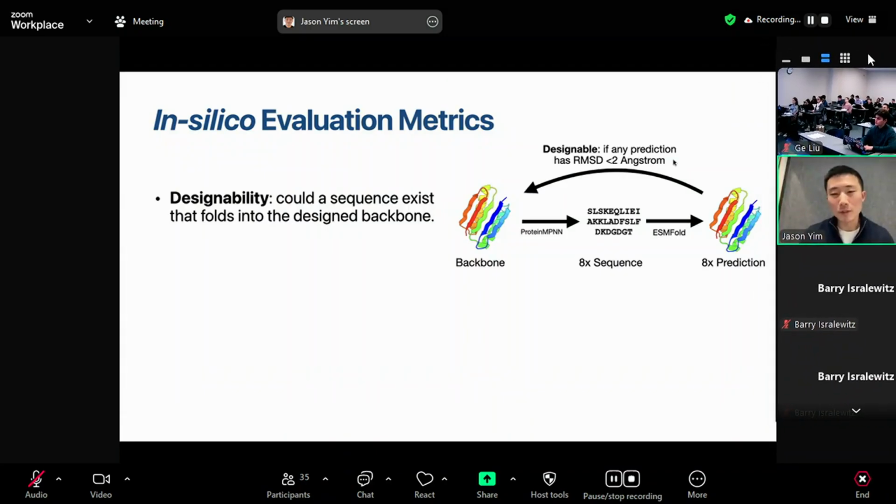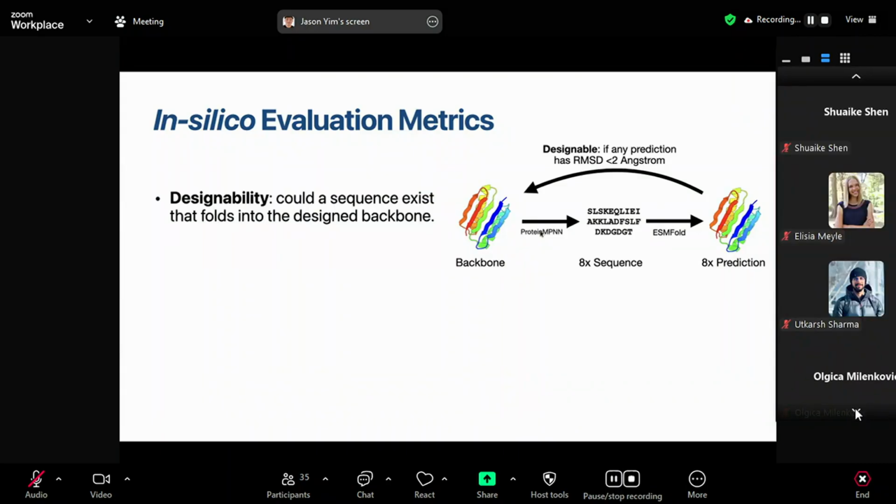So from the backbone, you can use something called ProteinMPNN to generate the sequence. What we do is we actually generate 8 sequences, because remember, everything is probabilistic here, and there's always going to be this distribution over sequences and structures. So it's advised to sample multiple sequences that can generate into the backbone.